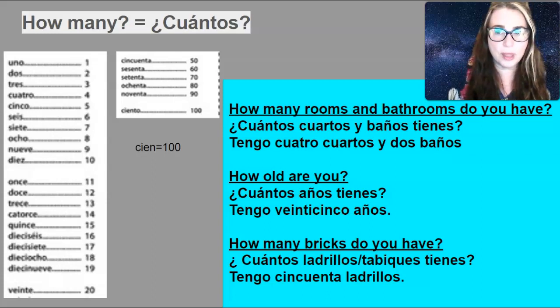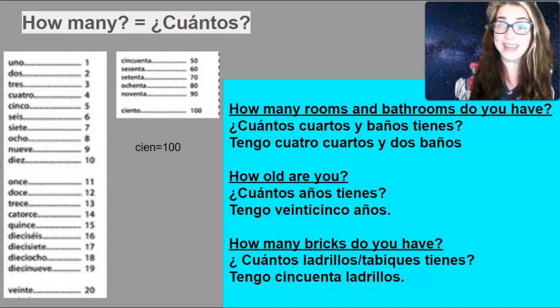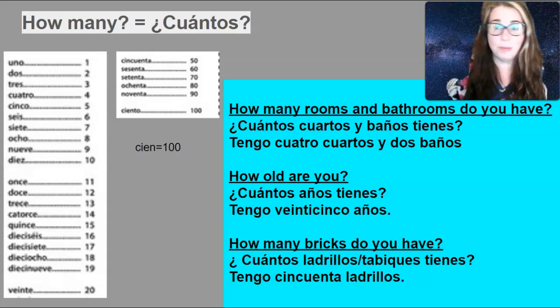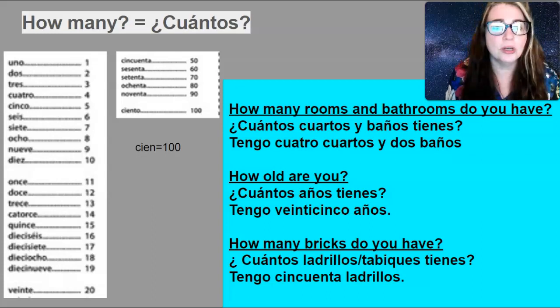So you will note that at the last one, 20, if you look at it, it has a V sound. But when you hear it, it has a B sound. And that's because the B and the V are kind of interchangeable in Spanish. Don't get caught up on it. Don't worry about it. Let's go to the next section.